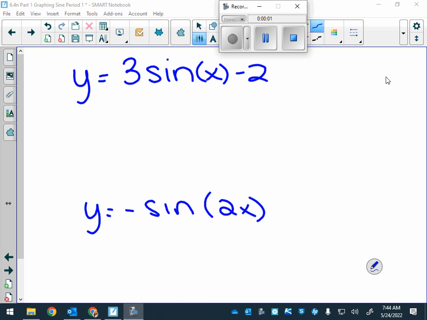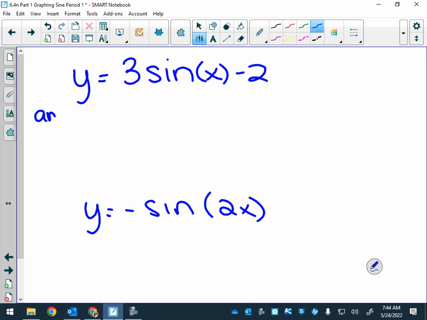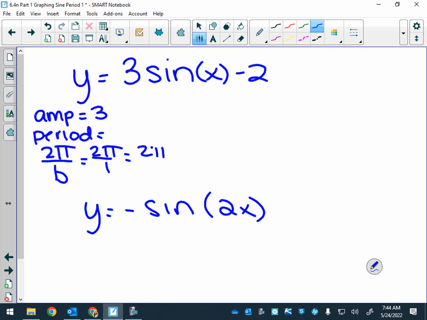For this first one, what is the amplitude? Right? Someone else, what is the period? What is the period in this first one? What is the number in front of x? You don't see anything. So the formula is 2 pi over b. In this case, what is b? 1. 2 pi over 1, which is 2 pi.